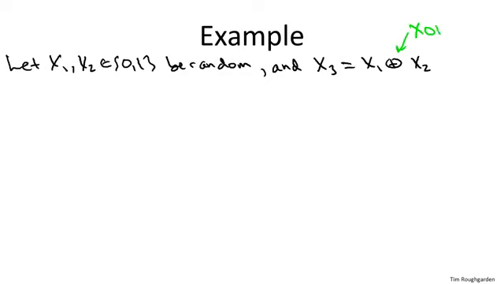So XOR stands for exclusive OR. What that means is that if both of the operands are 0, or if both of them are 1, then the output is 0. And if exactly one of them is 1, exactly one of them is 0, then the output is 1. So it's like the logical OR function, except if both of the inputs are true, then you output false.